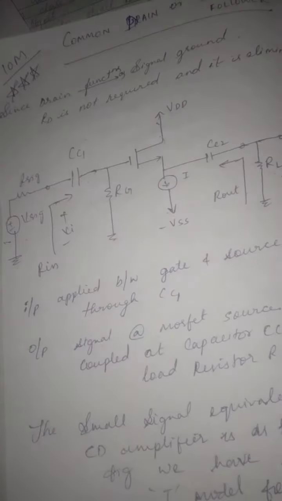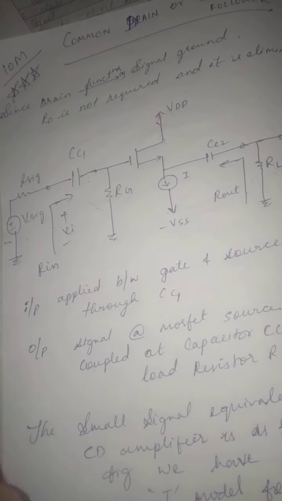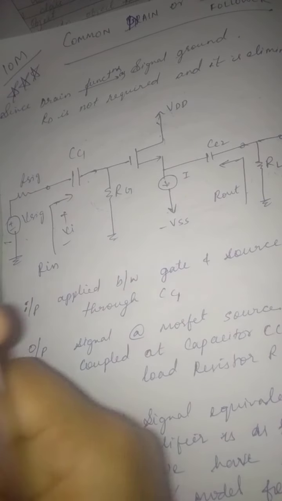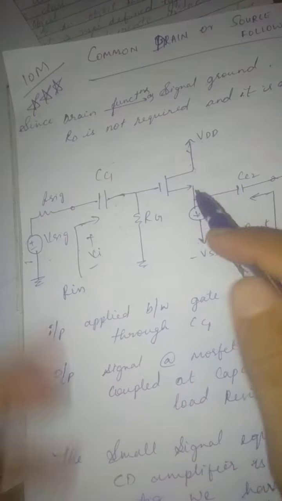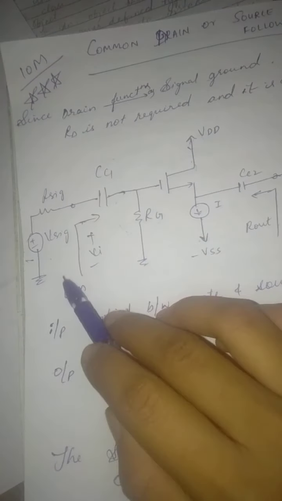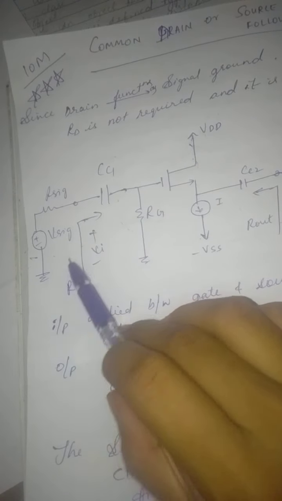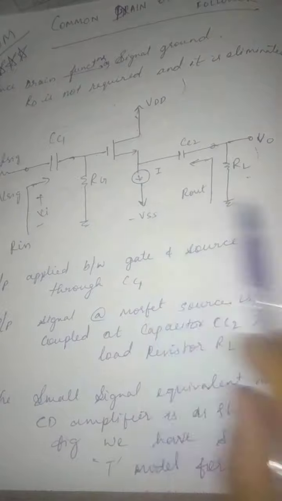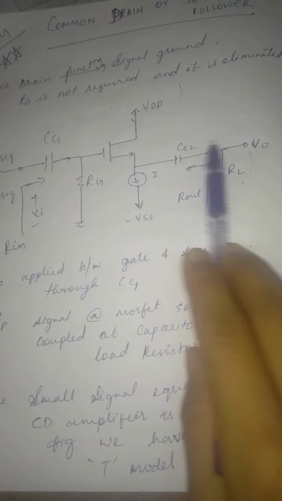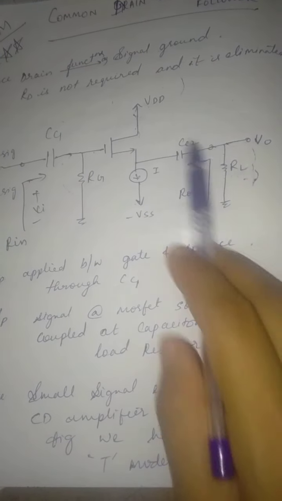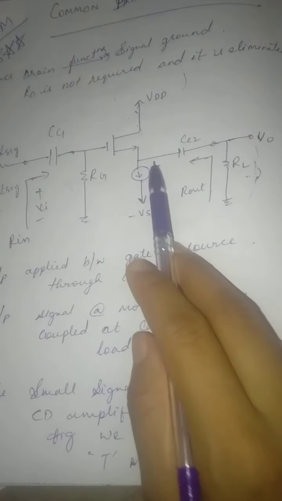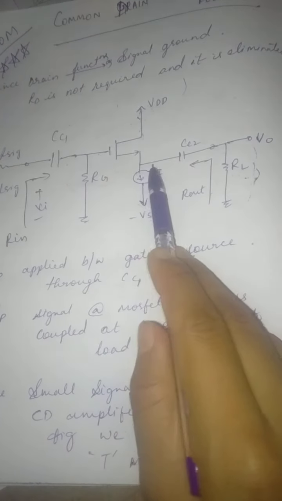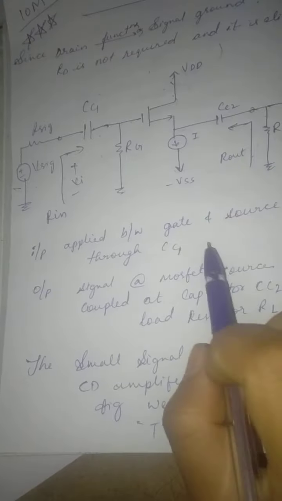So this is about the circuit. So let me tell you the flow of how to answer it in the paper. First you have to write something about the circuit. That means you can also write that input signal is given to the gate and the drain is at signal ground, and the output will be taken at the source terminal.